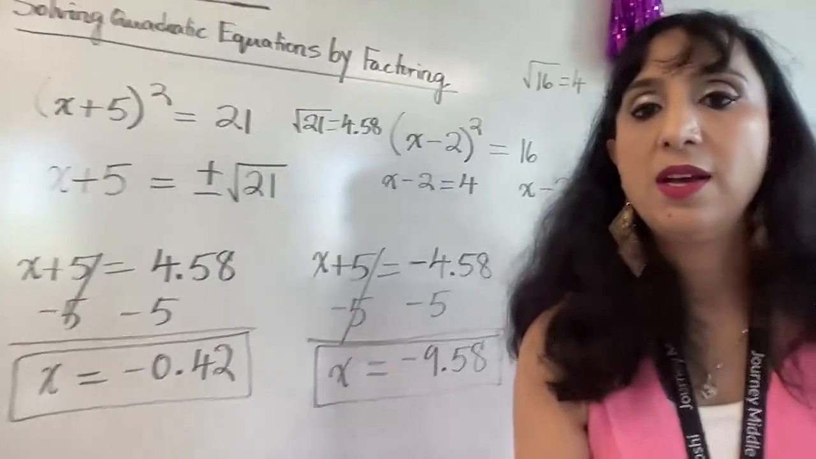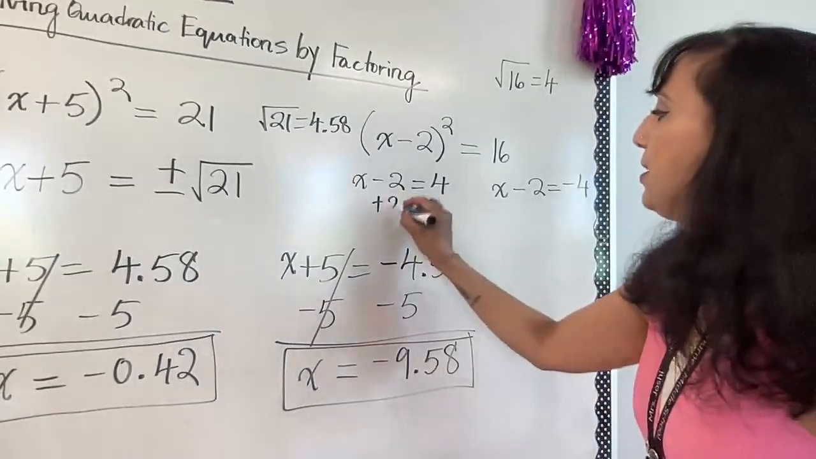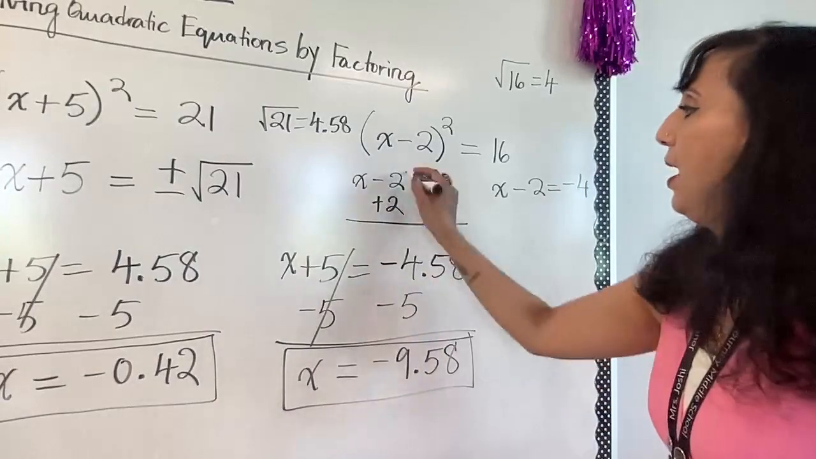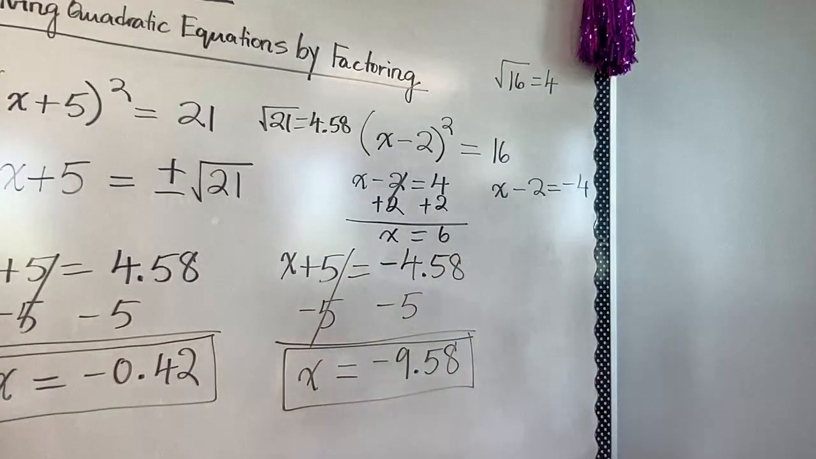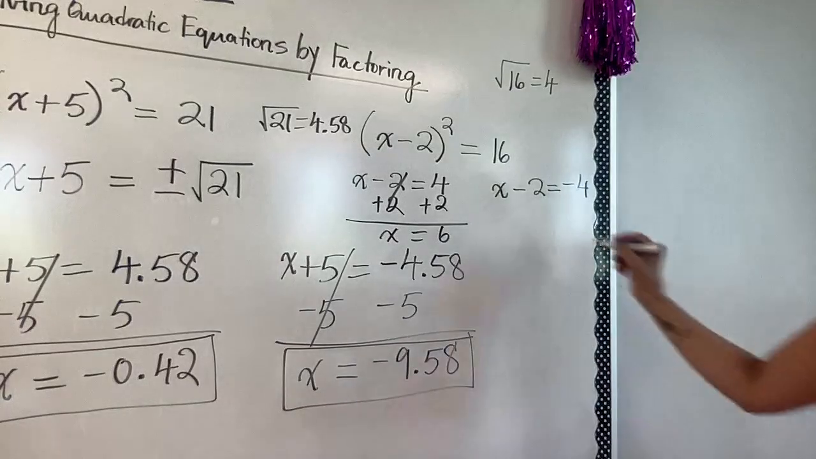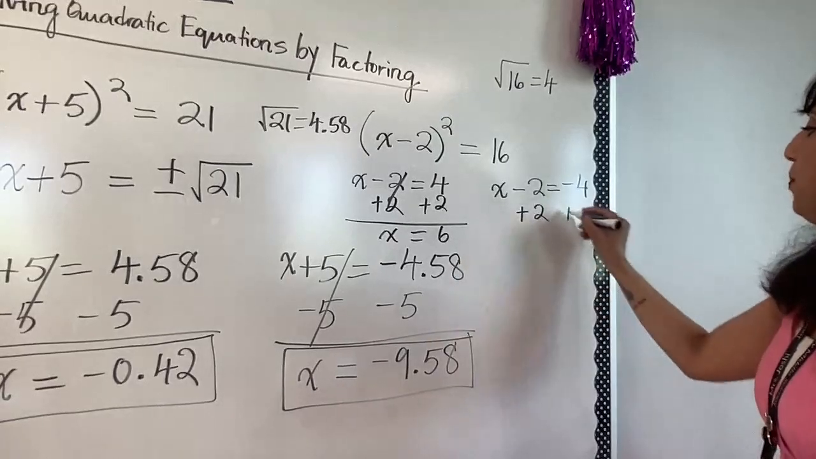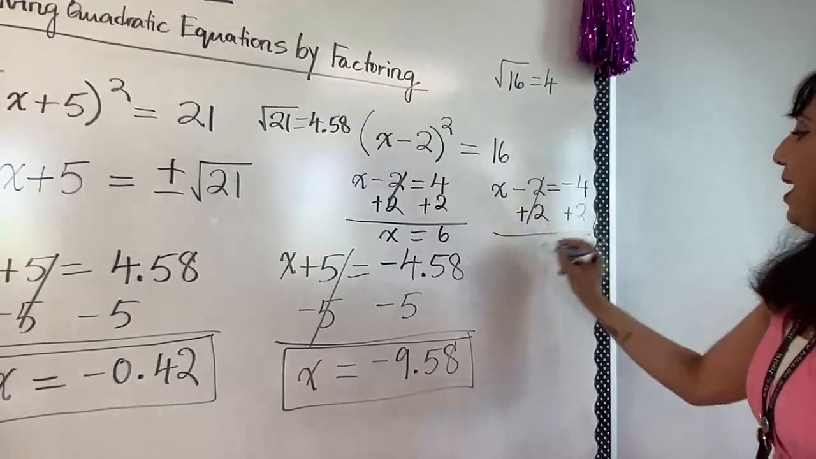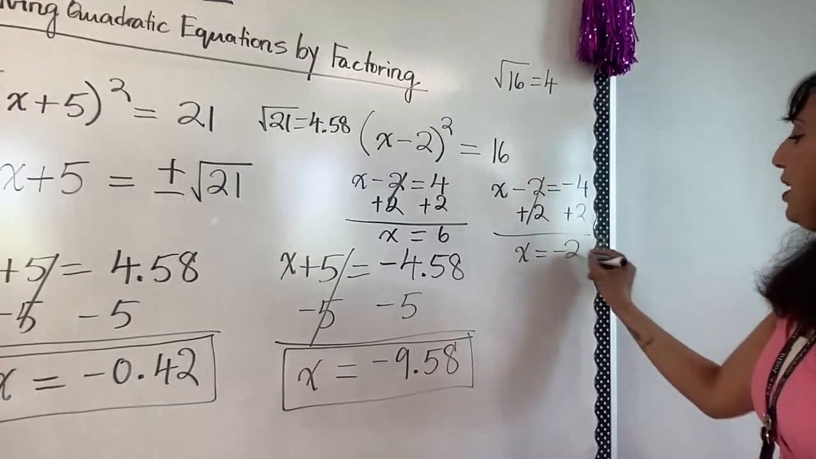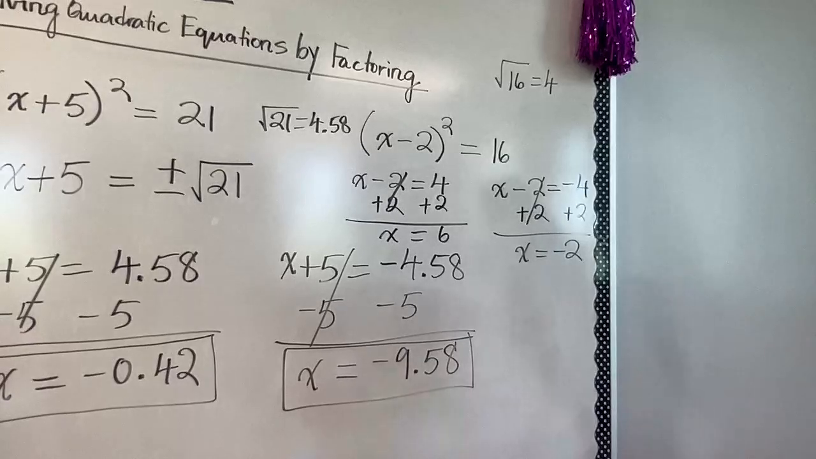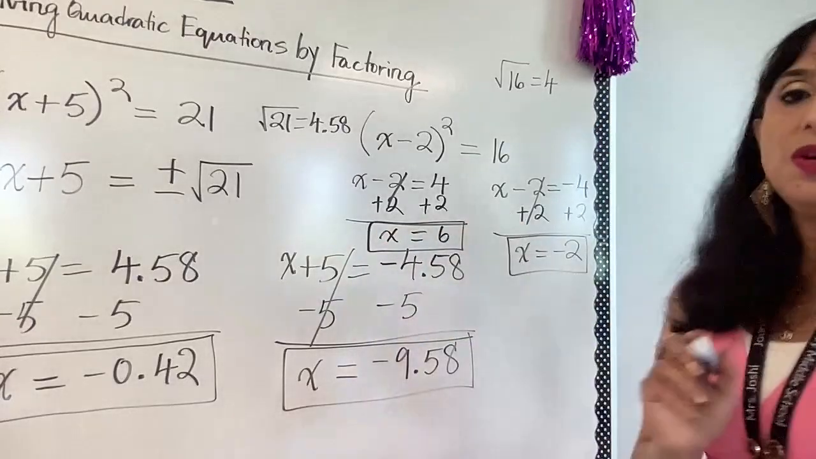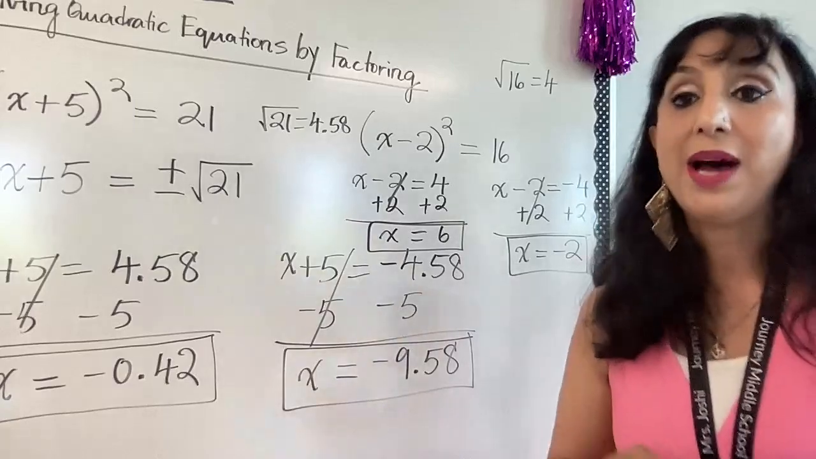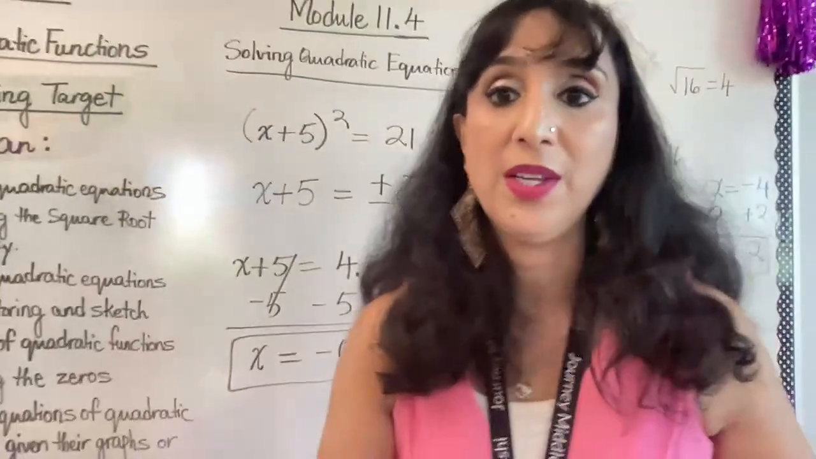So if I solve this, I'm going to do plus 2 plus 2, and I get x is equal to 6. So that is one solution. Okay, and then I am going to go ahead and do the other one where this is plus 2 plus 2, and I get x is equal to negative 2. Okay, so my solutions are x is equal to negative 2 and x is equal to 6. And that is using my square root property. Okay?